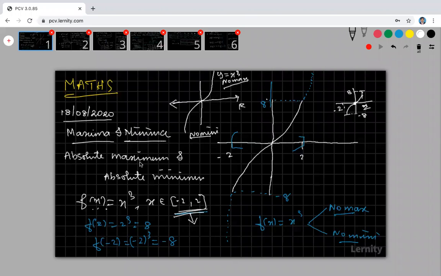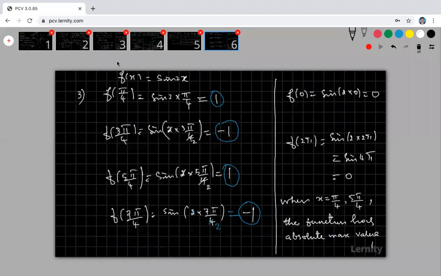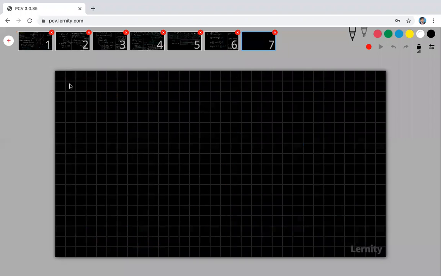We will discuss one more problem, no problem. Nagarjuna, please look at that. Find both the maximum value and minimum value.